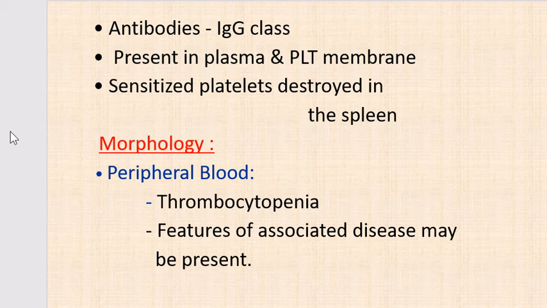Well, morphology of the disease in peripheral blood, what we will find in peripheral blood is thrombocytopenia. That is, the platelet count in the peripheral blood will be decreased, lower than 100,000 per microliter. There will be features of associated disease if it is the secondary immune thrombocytopenia.